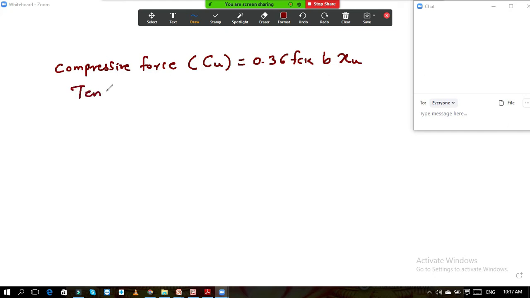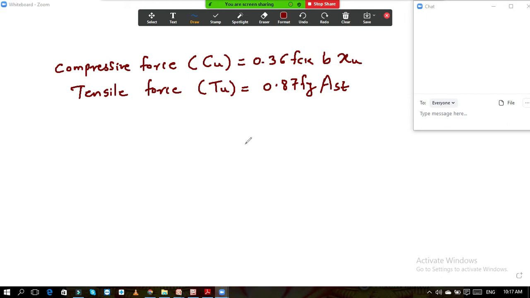Then the tensile force Tu is equal to, what was the value of tensile force? It is the stress in the steel, it is 0.87 Fy. How we got this value? 0.87 Fy is the stress in the steel, and factor of safety for the steel is 1.15. If you divide this Fy by 1.15, you will get the factor as 0.87. Okay, so it is 0.87 Fy. This is the stress in steel into area of steel. So stress into area, you will get the force. Okay, so this force is 0.87 Fy into AST.